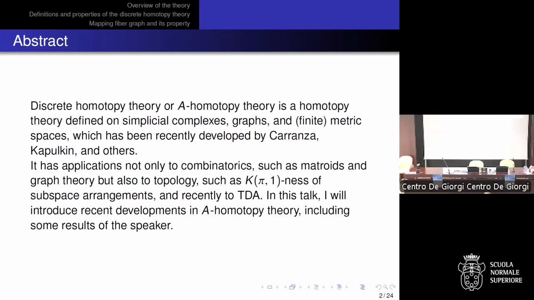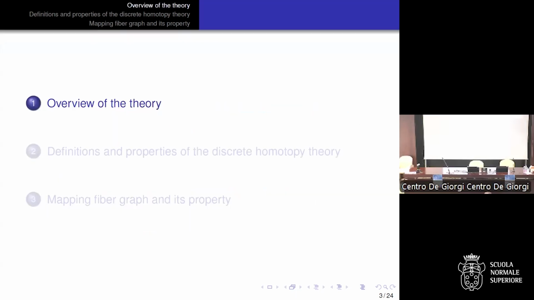This is not only interesting in itself, but also has applications not only to combinatorics, such as matroids or graph theory, but also to the topology of subspace arrangements, which is my original motivation, such as the k-parabolic spaces of some subspace arrangements, and recently to applications like TDA. So in this talk, I will introduce recent developments in this homotopy theory, including some results of my own. Let me explain the overview.